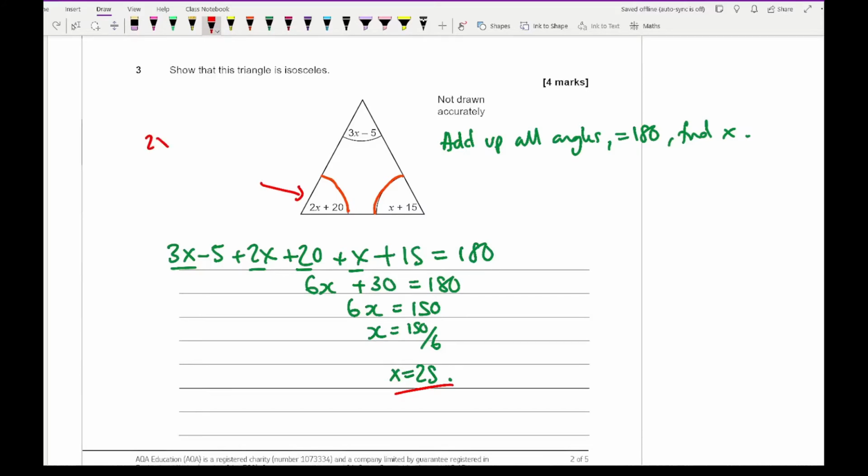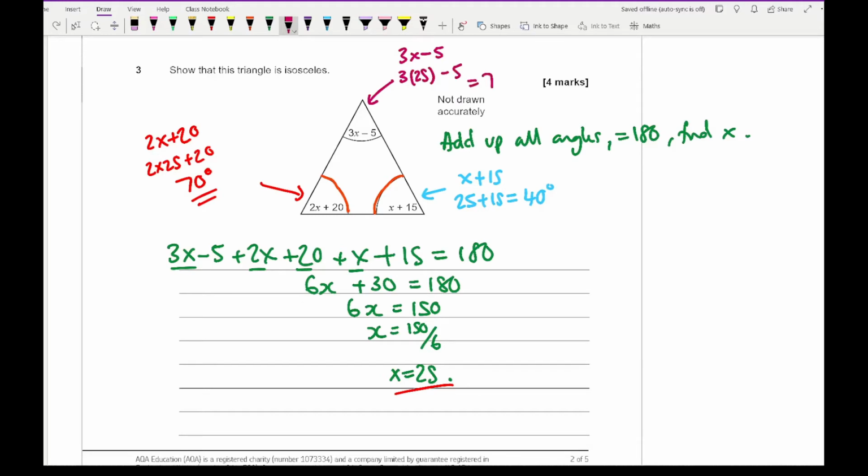So this angle here is going to be 2x plus 20. So that's 2 times 25 plus 20, so that's going to be 70 degrees. This angle here is going to be x plus 15, which is 25 plus 15, which equals 40. So those actual angles aren't the same. And this angle here, and let's do this with a different colour, I've got 3x minus 5, and so I'm going to have 3 lots of 25 minus 5, which equals 70.